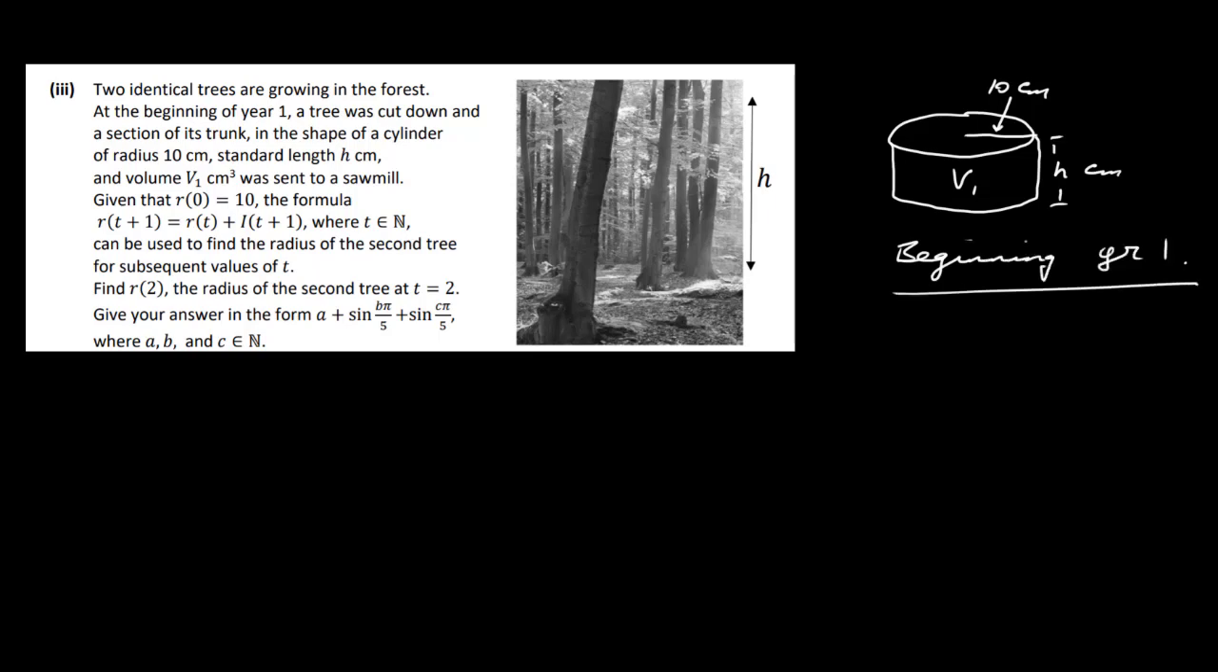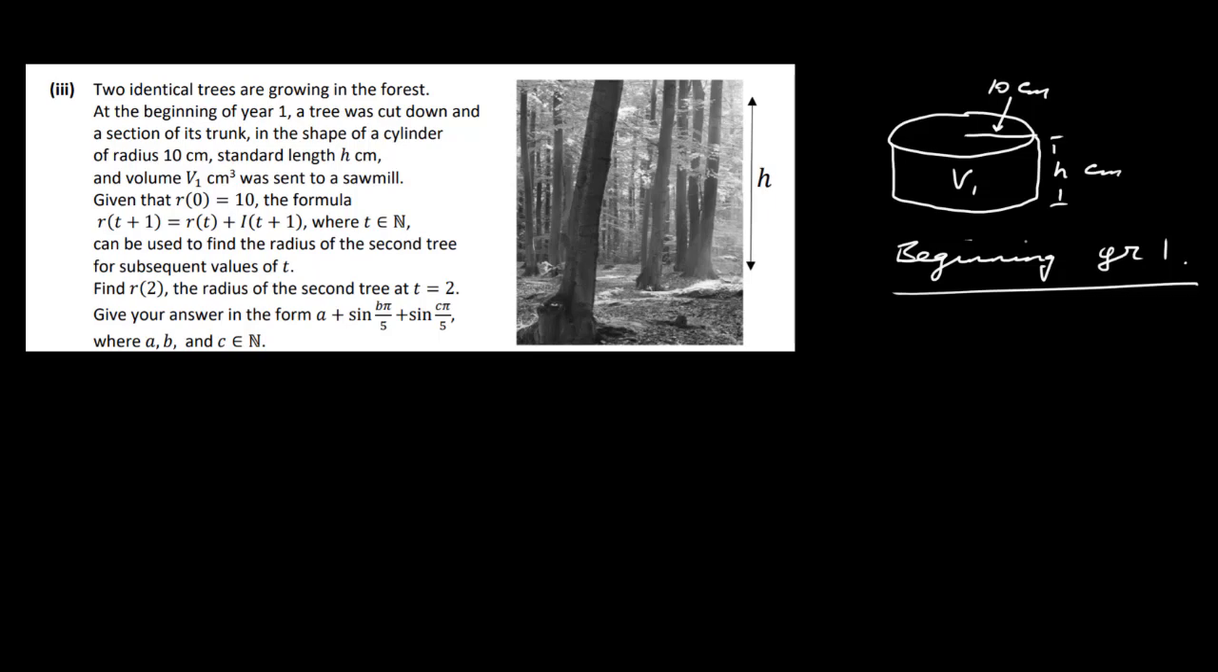Given that R0 is equal to 10, and we can see that from the diagram there, the formula R(t+1) is equal to R(t) plus I(t+1), where t is a natural number, can be used to find the radius of the second tree for subsequent values of t. Find R2, the radius of the second tree, at t is equal to 2. Give your answer in the form a plus sine b pi over 5 plus sine c pi over 5, where a and b and c are all natural numbers. So this is kind of an unusual way to write the answer. So let's see how we get on anyway.